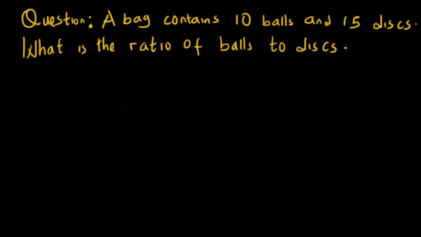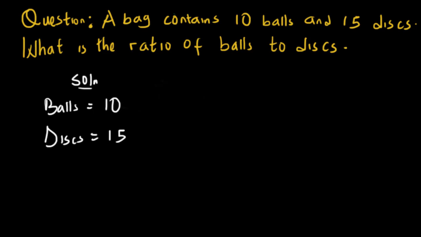Alright, so we have this question. A bag contains 10 balls and 15 discs. What's the ratio of balls to discs? Let's solve this. The first thing you need to notice: how many balls do we have? We have 10 balls. How many discs do we have? We have 15 discs. So we are asked, what is the ratio of balls to discs? The ratio of balls to discs will be equal to, how many balls do we have? 10:15.